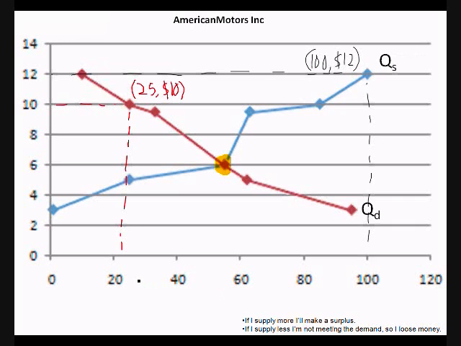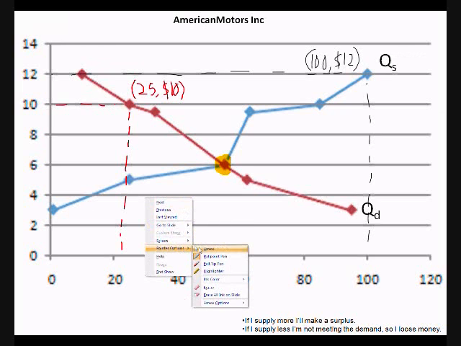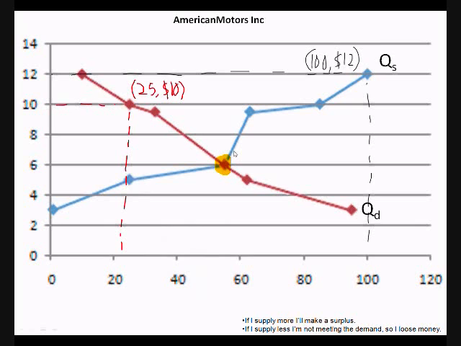Well, actually, let's take this more from the perspective of supply. We'll look at the supply line for now. So here's the supply line. If I'm only supplying 25 cars, that's down here, but the demand is up here.